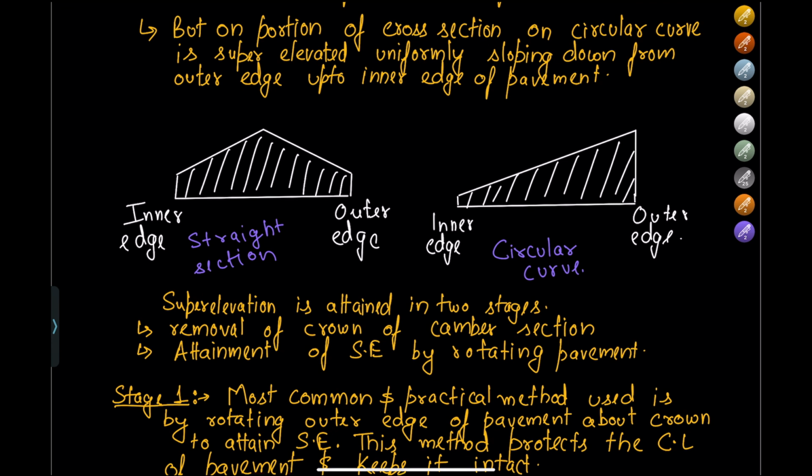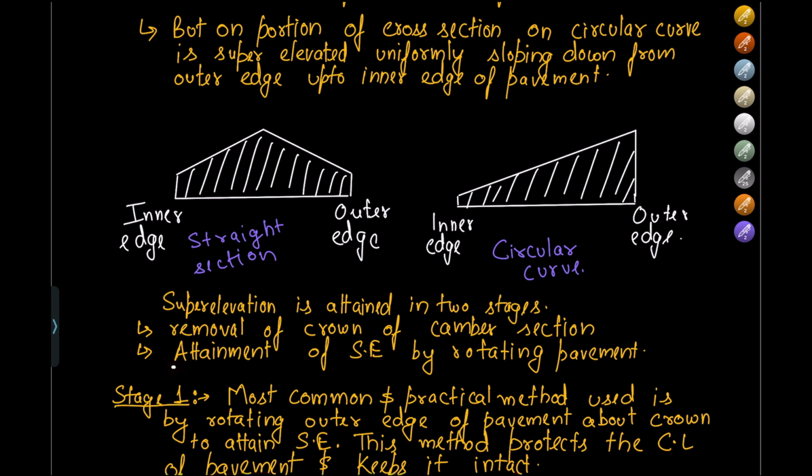Next, superelevation is attained in two stages. There are two ways to attain the superelevation. First one is by removal of the crown of the camber section. This camber is gradually shifted to this side, and as it reaches this position, there is very high slope available on this portion, and that is why this method is not considered.